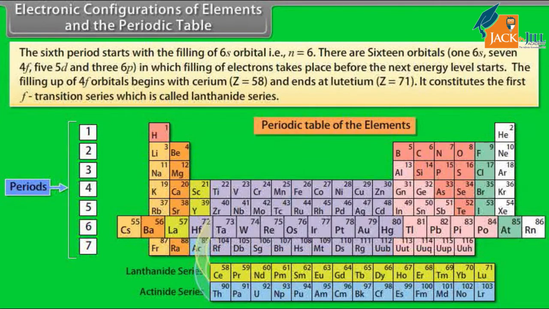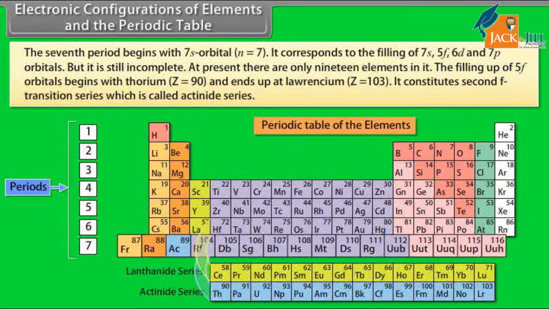The sixth period starts with the filling of 6s orbital, that is, n equals 6. There are 16 orbitals, one 6s, seven 4f, five 5d and three 6p, in which filling of electrons takes place before the next energy level starts. The filling up of 4f orbitals begins with cerium, atomic number 58, and ends at lutetium, atomic number 71. It constitutes the first f transition series, which is called the lanthanide series.